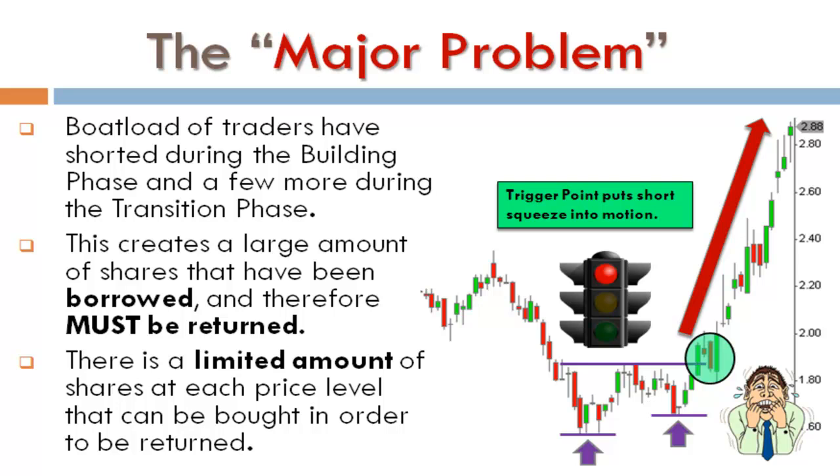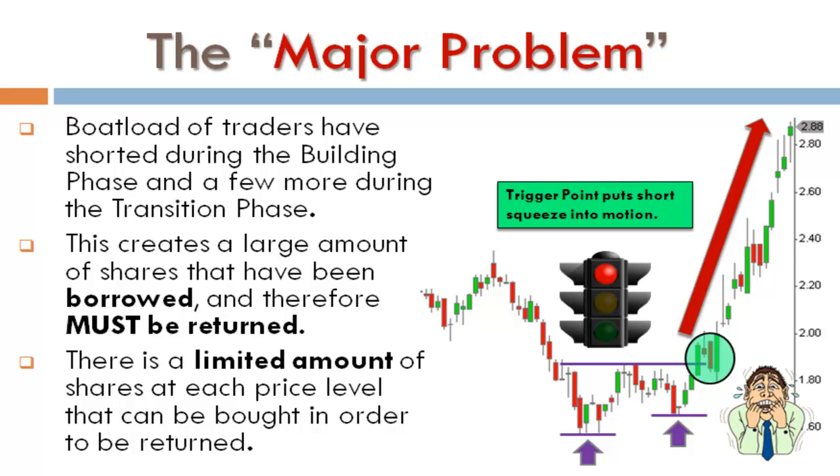So we're just going to recap it here, and that way you can kind of understand what exactly is going on. This is basic stuff, but still, just think about this and put yourself into their situation. So remember, during the building phase, there's been a boatload of traders who have been shorting during this phase. Transition phase, probably a few more, but during that building phase, when that downtrend is very obvious, there's been a lot of people going short. It's been a bearish environment.